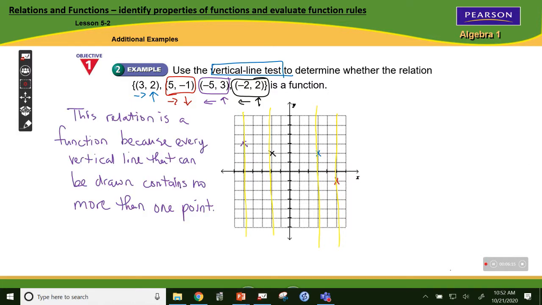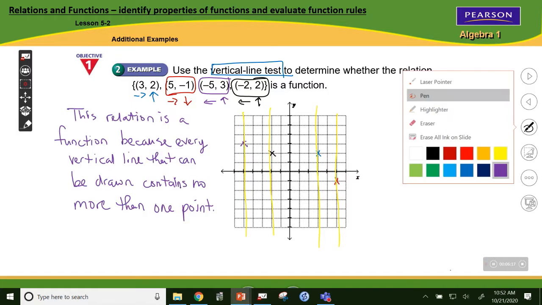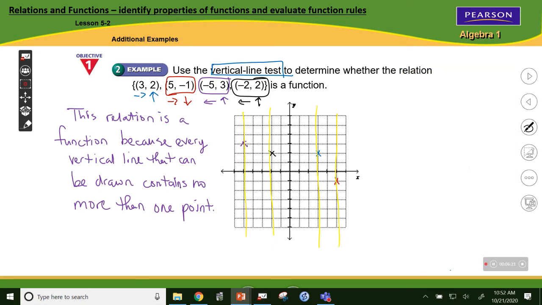So I've written my answer here, and it reads as, this relation is a function because every vertical line that can be drawn contains no more than one point. I drew my 4 vertical lines through each one of the points. Each one of those vertical lines contains exactly one point, no more than one point. Therefore, it is a function. And this is how you want to respond to this question.